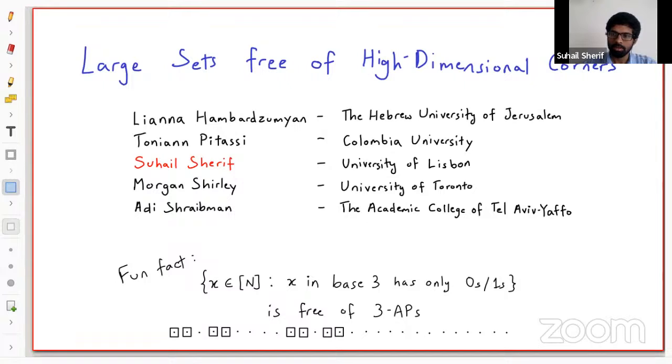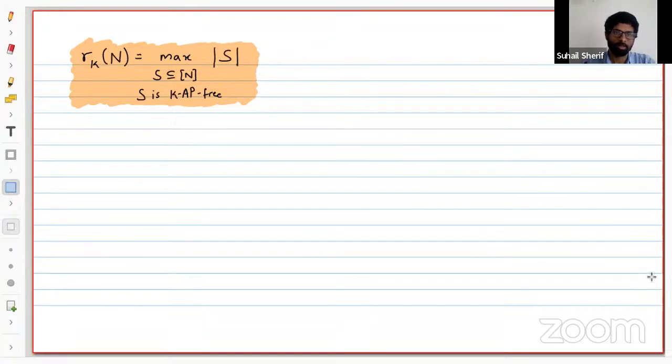Now, this is a very important concept to us, so we're going to give it some notation. By R_k of n, I mean the largest subset of the integers from 1 to n which does not have a k-term arithmetic progression. And interest in this quantity goes back a long time.